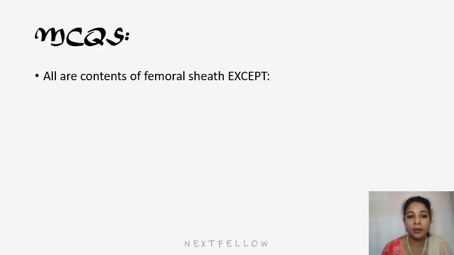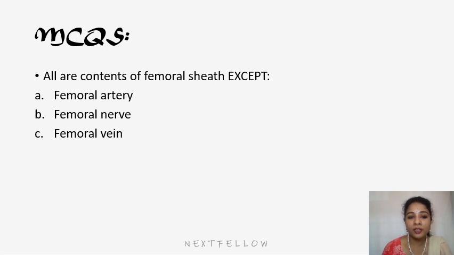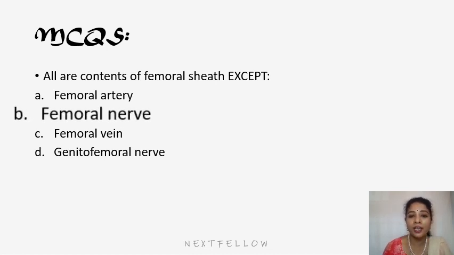So let's see some MCQs. All are the contents of the femoral sheath except: femoral artery, femoral nerve, femoral vein, genitofemoral nerve. I hope you all know the answer now. It is the femoral nerve. The femoral nerve lies outside the femoral sheath.